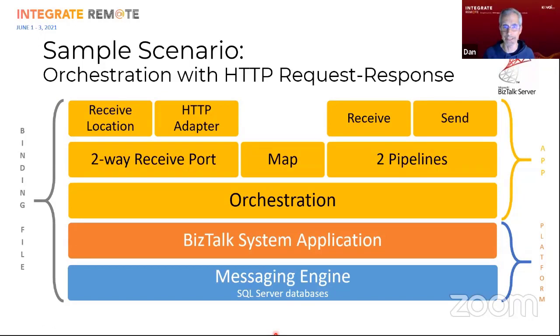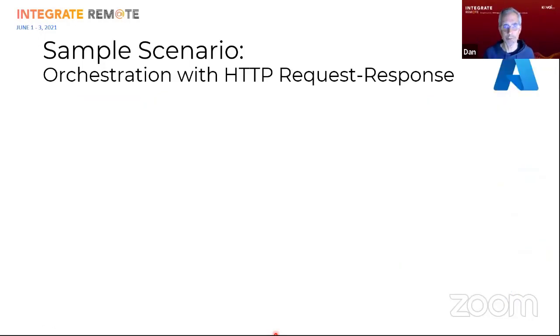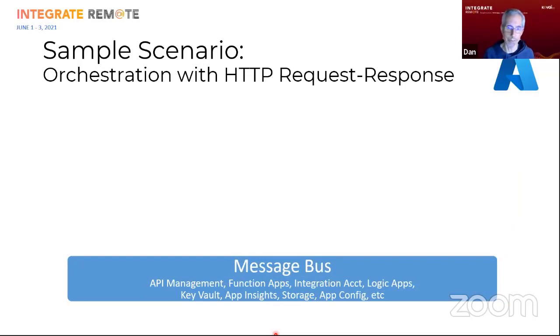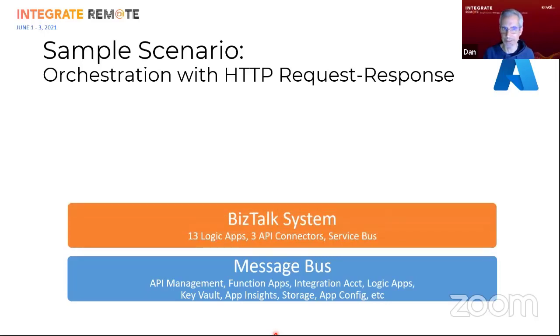Now, if we want to implement this in Azure, what the migrator will do is, again, you have your platform, which is made up of the message bus. And in this case, the message bus actually includes all of those platform level components that we need in Azure. So things like your API management instance, a bunch of functions and logic apps, your integration account, and app insights, and all those other things that you need to have the basic framework. There's also a BizTalk system application, which adds on top of that a bunch of logic apps, a couple of API connectors, and a service bus namespace. So that, again, is your platform.